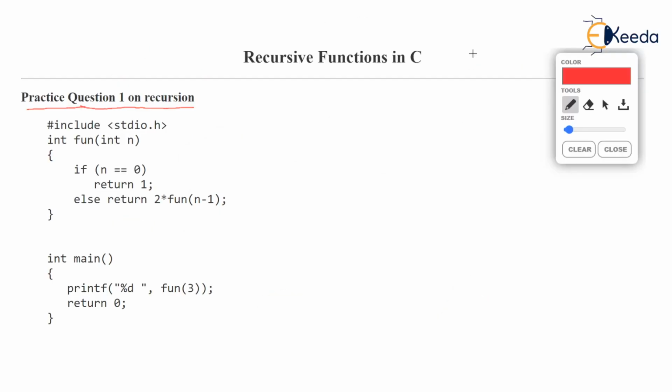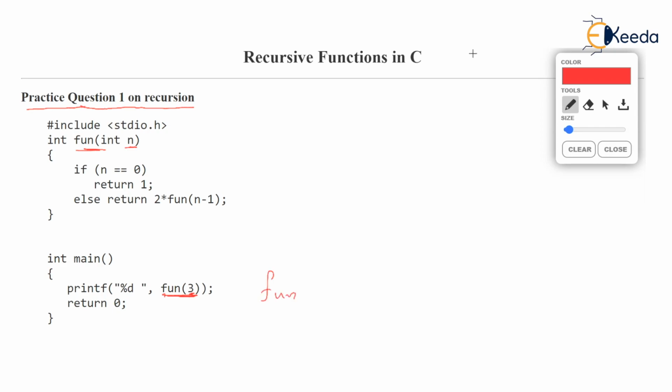So the question asked here is, what is the output of this program? And as you see, fun is the function called from here as fun(3), and 3 is the parameter passed to this fun function, where n will be 3 initially. So let's run this function as usual as we had been running.